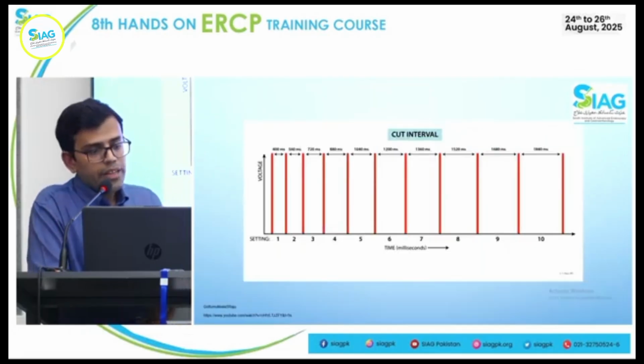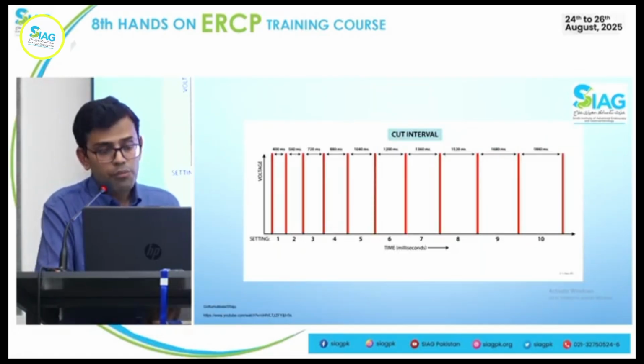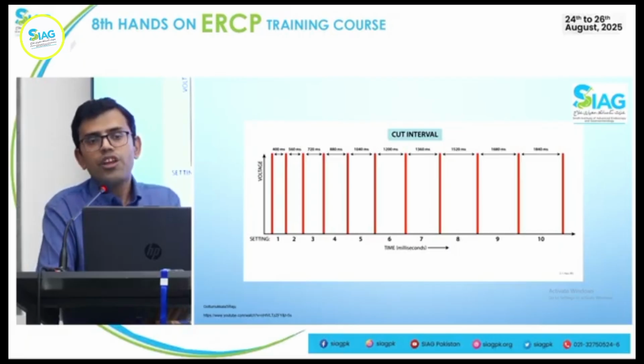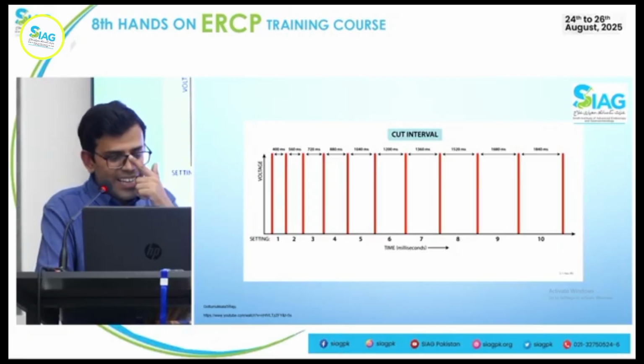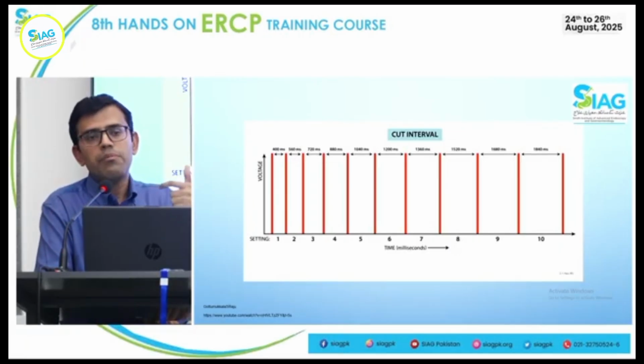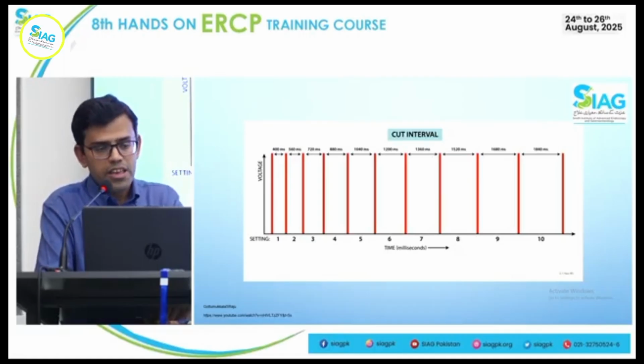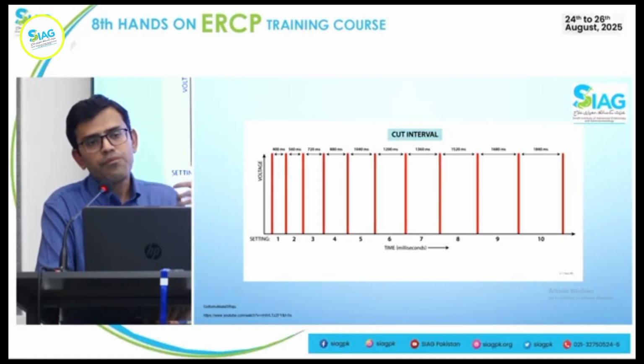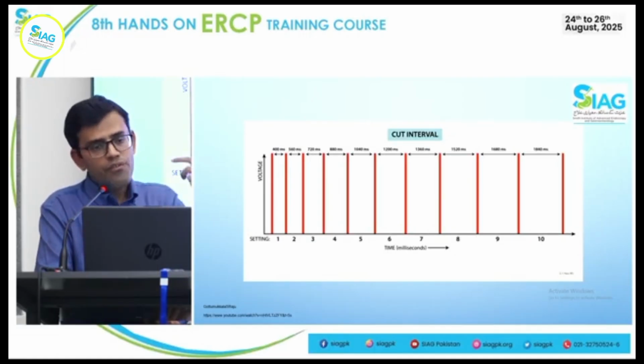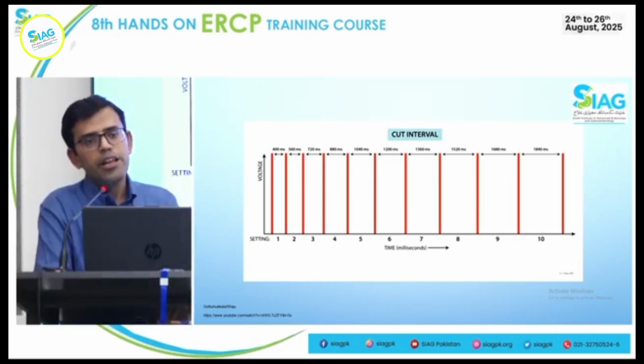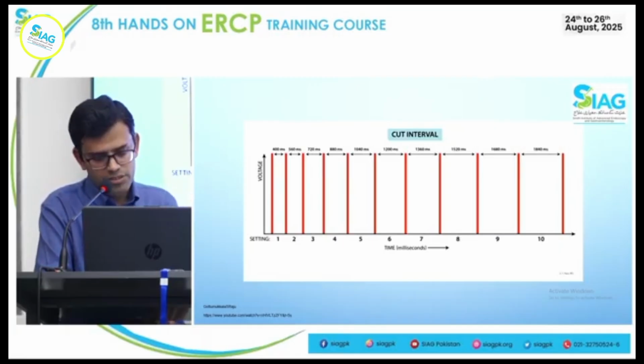Interval is another thing that is seen on the screen in cut mode. So interval is just the duration between the two cuts. With each increase in the duration, there will be a 160 millisecond interval increase. So that will give time for coagulation to happen. So effect and interval both help include the coagulation component, while the duration is just the amount of tissue that is cut.